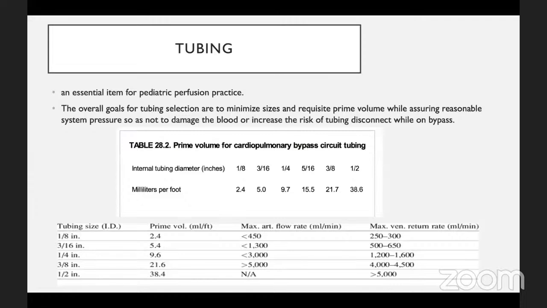Tubing is an essential item for pediatric. The overall goals for tubing selection are to minimize size and reduce prime volume while assuring reasonable system pressure, so as not to damage the blood or increase the risk of tubing disconnect while on bypass. We have different categories of tubing according to the internal tube diameter, from 1/8 up to 1/2, and here is the prime volume for each one. So 1/8 is the smallest tube, and the largest is 1/2.